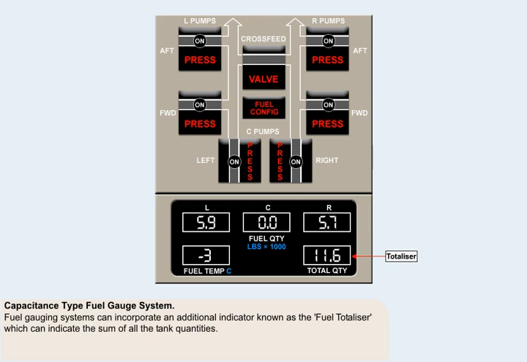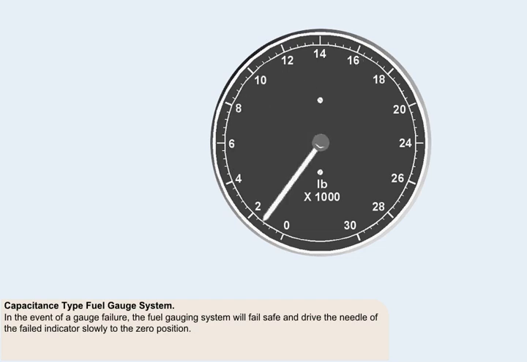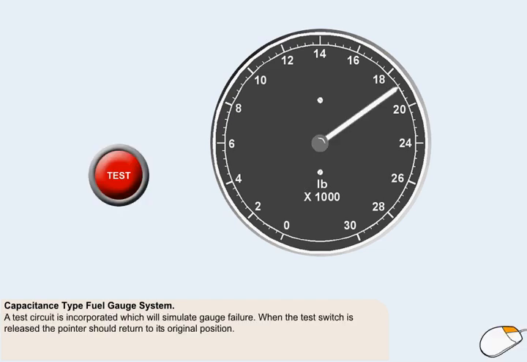Fuel gauging systems can incorporate an additional indicator known as the fuel totalizer, which can indicate the sum of all of the tank quantities. In the event of a gauge failure, the fuel gauging system will fail safe and drive the needle of the failed indicator slowly to the 0 position. A test circuit is incorporated, which will simulate gauge failure. Place your cursor over the test button to activate the test. When the test switch is released, the pointer should return to its original position.